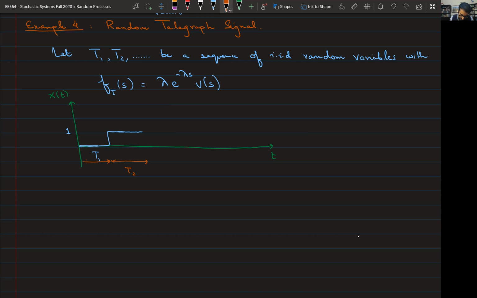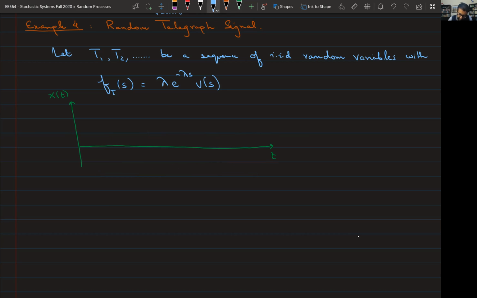So this is T1. And then when T2 time has elapsed, it turns off. Then it stays off for another time duration, which is random. That's T3 seconds. And so on and so forth, which is not necessarily uniform. So this is T3, this is T4, this is T5, and this is T6, and so on and so forth, all the way up to infinity. So this is the description of a random telegraph signal.